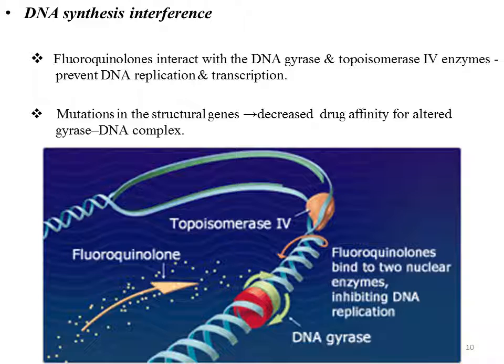The DNA synthesis interference. The fluoroquinolones interact with DNA gyrase and topoisomerase 4 enzymes, and thereby prevent DNA replication and transcription. However, mutations in the structural genes are associated with decreased affinity for the altered DNA gyrase complex.